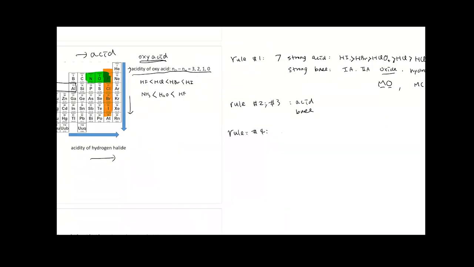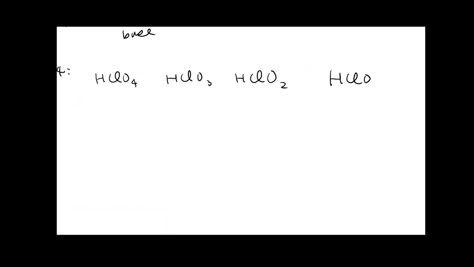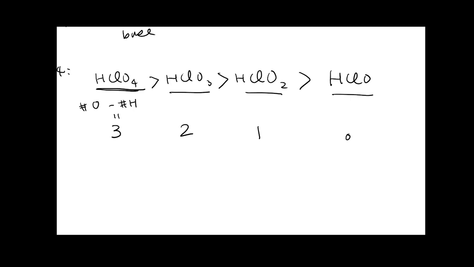The very, very standard question is this. How do you judge this? This is where you're going to use rule number 4. What you do is calculate the number of oxygen minus the number of hydrogen. Whoever gives you the larger number is a stronger acid. So in this case, HClO4, number of oxygen equals 4, number of hydrogen equals 1. Therefore, this gives you a number of 3. And then this gives you a number of 2, this gives you a number of 1, this gives you a number of 0. So in this case, the acidity is arranged in this way.